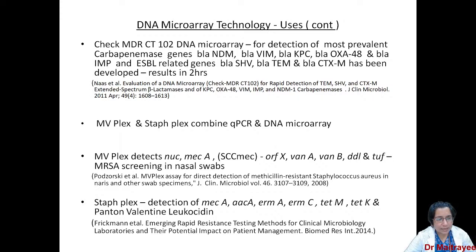Then there is MVPlex and StaphPlex DNA microarray technology, which combine qPCR and DNA microarray. So MVPlex detects nuc, mecA, orfX, vanA, vanB, ddl, and tuf. That is MRSA screening in nasal swabs, directly from the nasal swab. Another, StaphPlex, detects again mecA, aac, ermA, ermC, tetM, and tetK, and the Panton-Valentine leucocidin.